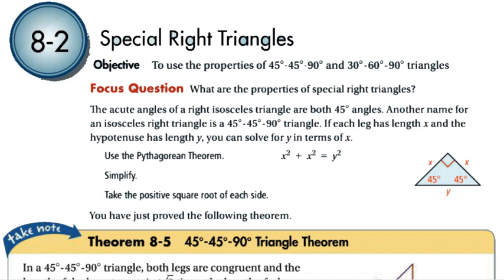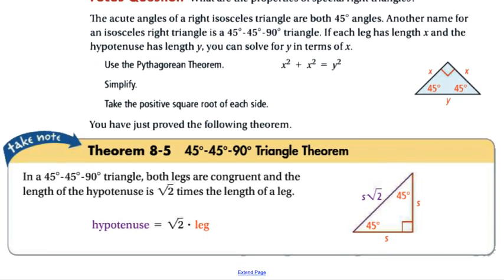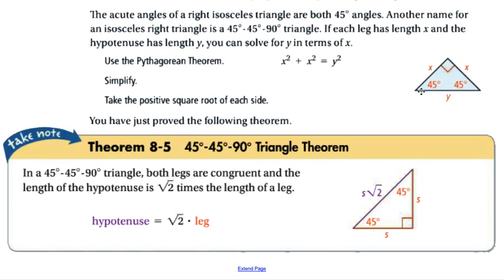So to start out with, we're going to have two special right triangles that we will be talking about. And the first one is called a 45-45-90 special right triangle. And this is actually just an isosceles right triangle where the lengths of the two legs are the same. And in this picture, y is the hypotenuse and x is the length of the leg.